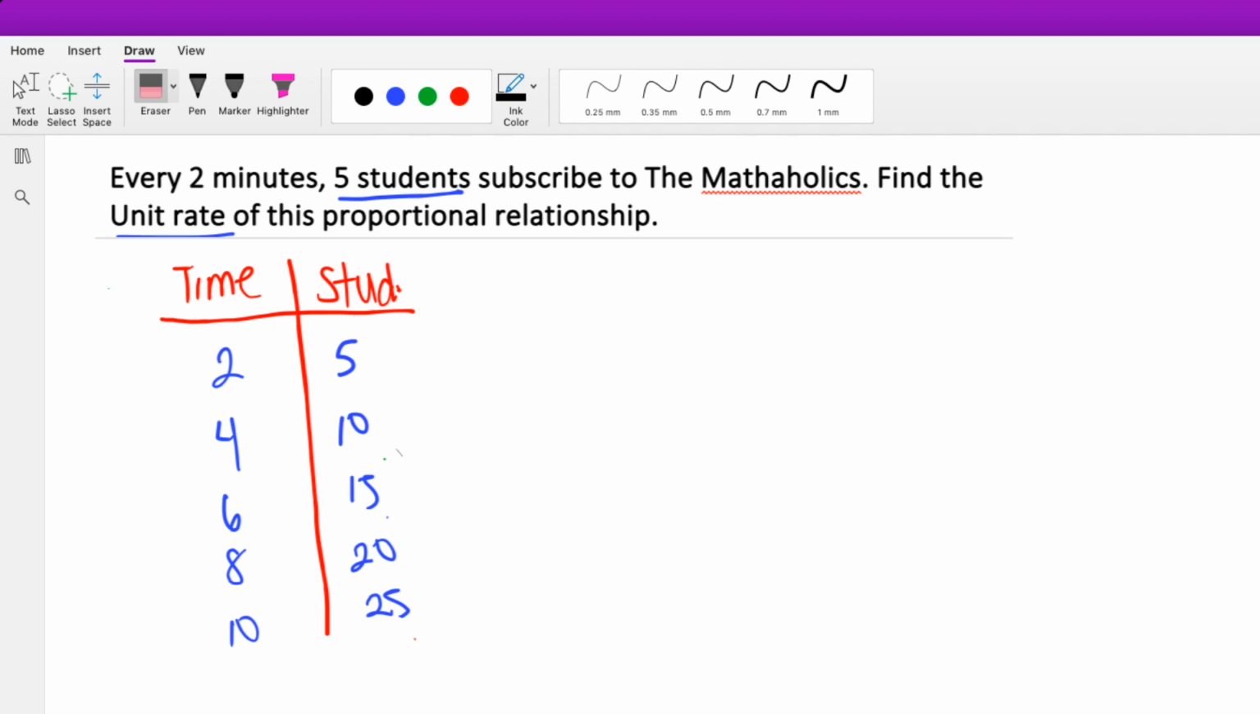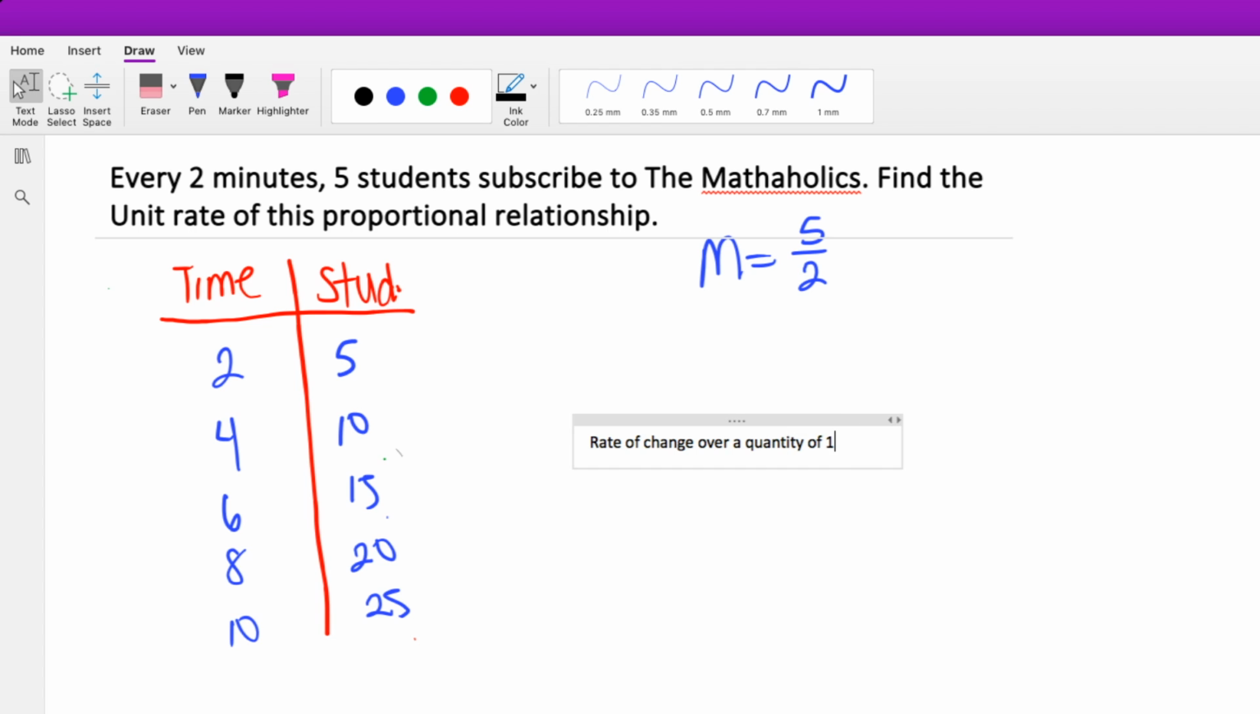I'm going to go ahead and write slope. Remember, m is for slope, believe it or not. Slope is 5 halves. Perfect. Now, remember our definition for unit rate. I'm going to go ahead and write it again. It's rate of change over a quantity of 1. This right here is our definition for unit rate.